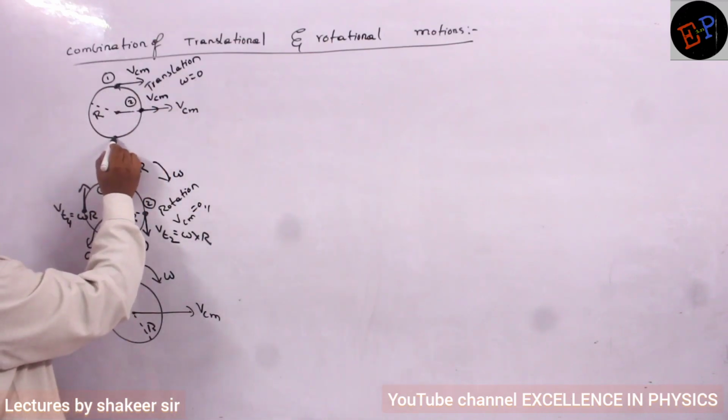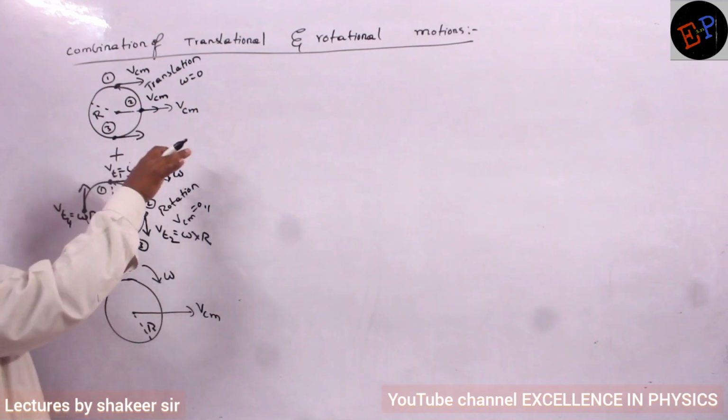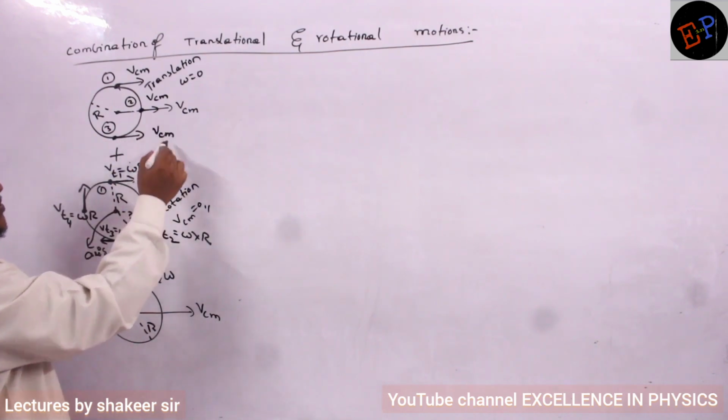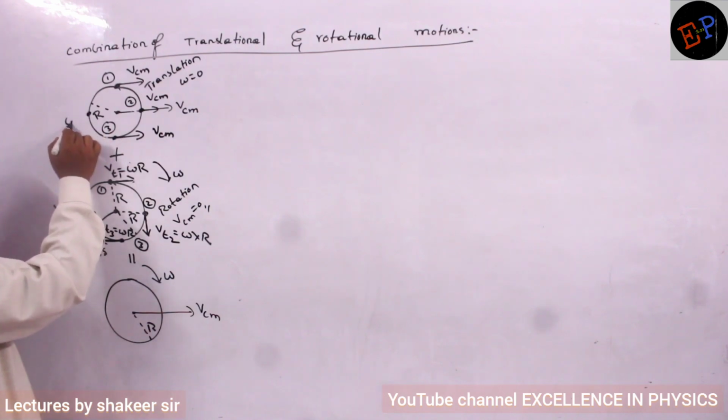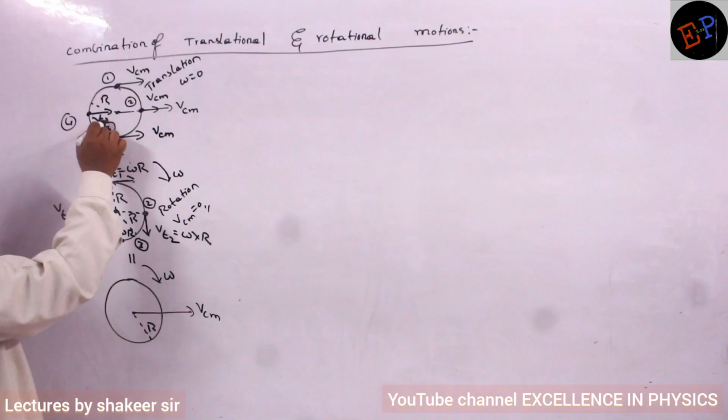Then what about the point number 3? It will have how much speed? Again, in which direction? Same direction, velocity of center of mass. What about the point number 4? This also will have the same speed. Again, the same speed, the velocity of center of mass.